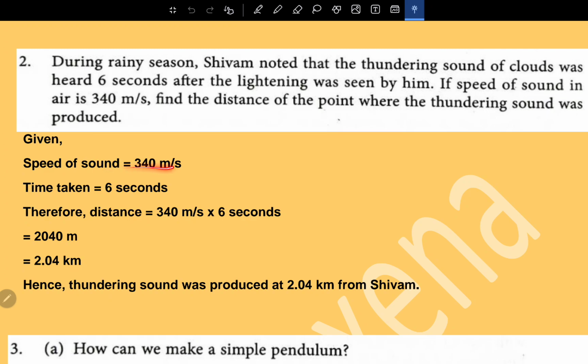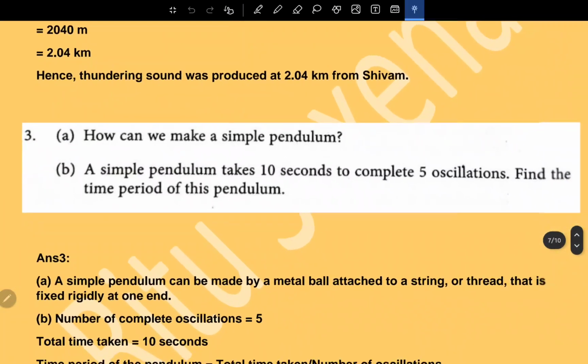Given speed of sound 340 meter per second and time taken is 6 seconds, therefore distance is 340 meter per second into 6 seconds. Distance equals speed multiplied by time. So this comes to this, and when we change meter into kilometer, it is 2.04 kilometer, and thundering sound was produced at 2.04 kilometer from Shivam. Now let's move to the next question.